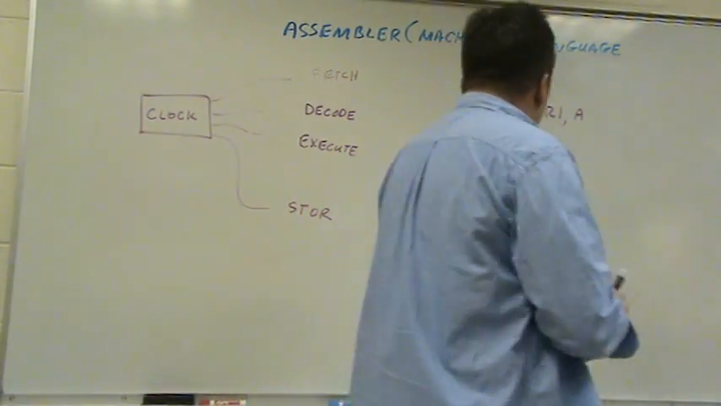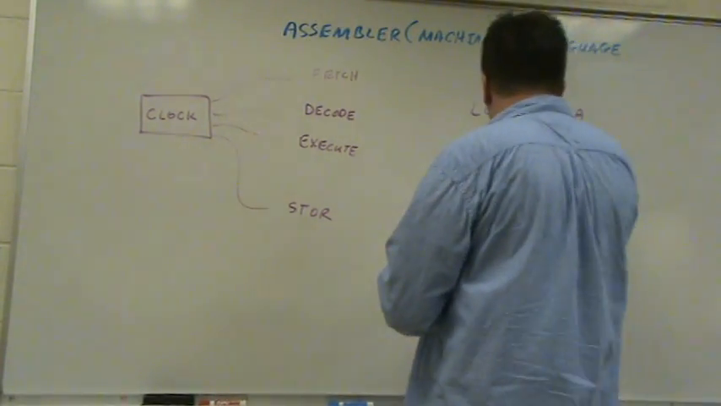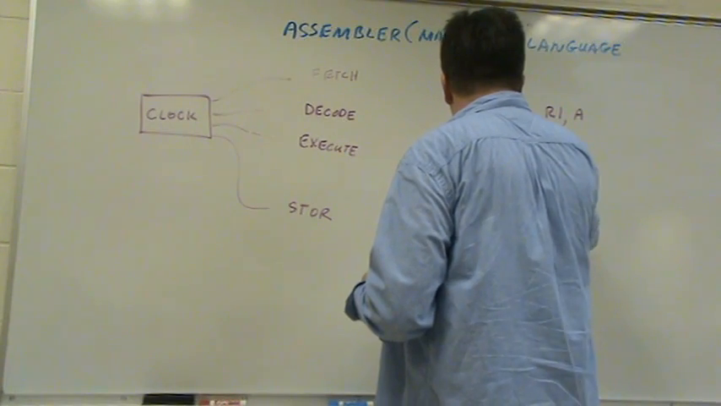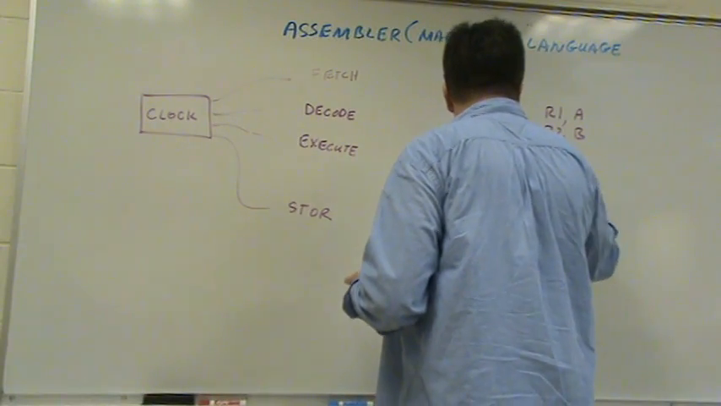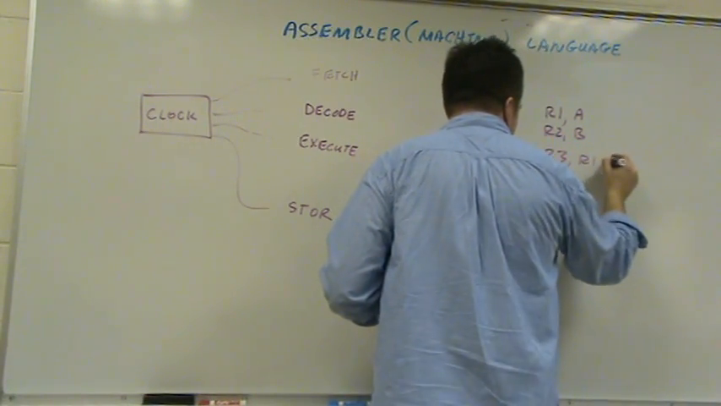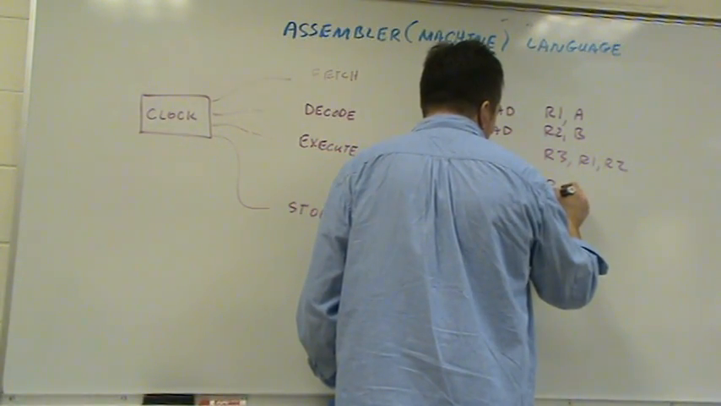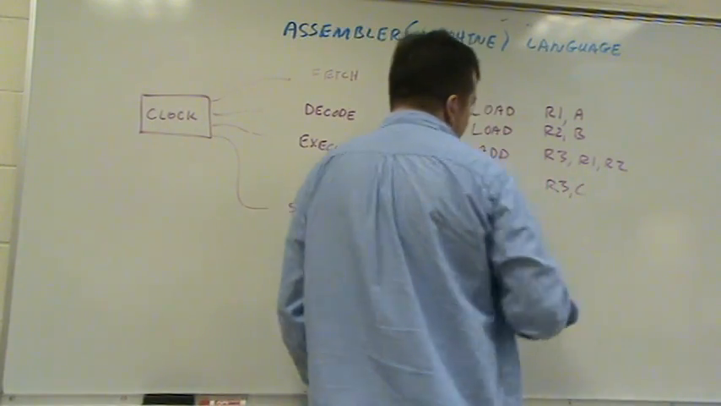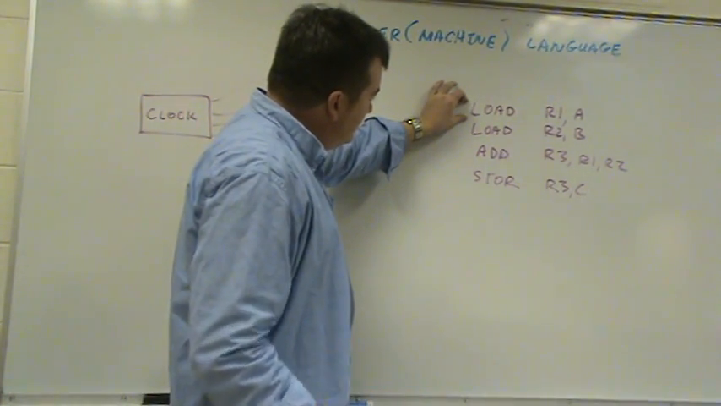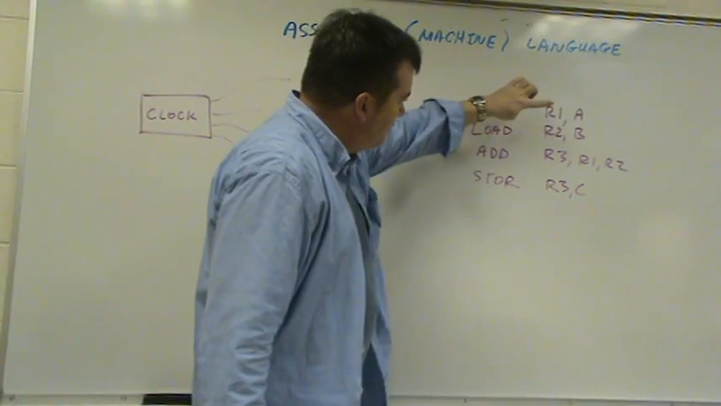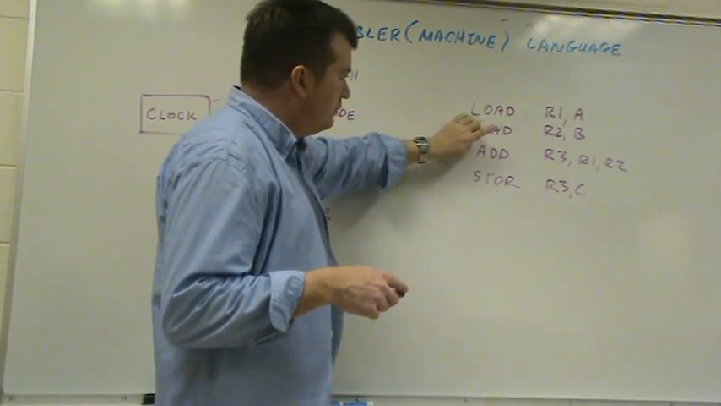So what do we mean when we say fetch the instruction? Let me do this. Load A, then load register 2 with B, then add register 1 and register 2 into register 3, and then the 4th one, store register 3 back to C. Let's say we have these 4 lines again. Let's say we just finished executing the first line. What steps are now needed to execute the second line? Load register 2 with B.